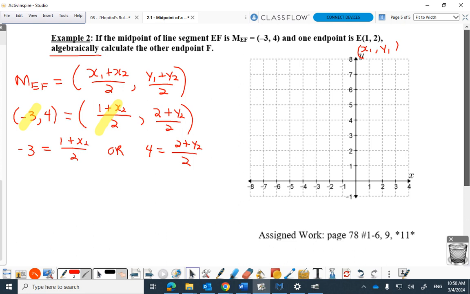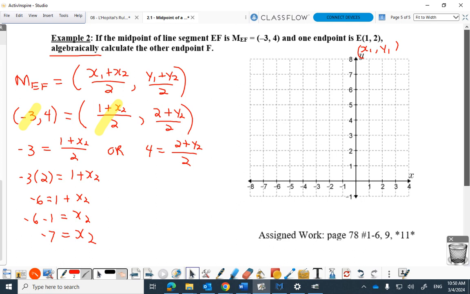Anyways, negative 3 times 2 equals 1 plus x2. And then bring the 1 over, and I get negative 7 equals x2. Ah, that's better. Does that answer the question? No, I'm not done. That's why there's 2 equations, because that gives me the x value. Now I need the y value, so I do it all again.